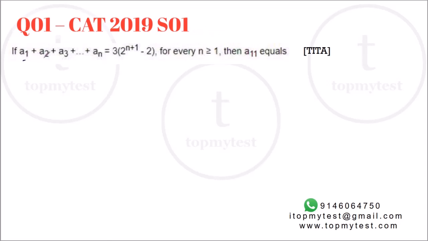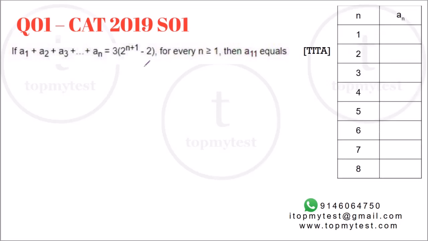Okay, it says A1, A2, A3 till AN is given as 3 times 2 to the power n plus 1 minus 2 for every n greater than or equal to 1. What is the value of A11? Which means you need to find the 11th term of the series. Right, easiest way to do it is, let's propagate what is given to us. Right, if I put n is equal to 1, this is valid for all n. So if I put n is equal to 1, right, your A1 will be 3 into 2 to the power 2 minus 2. 2 to the power 2 is 4, 4 minus 2 is 2, 2 into 3 is 6. So A1 will be equal to 6.